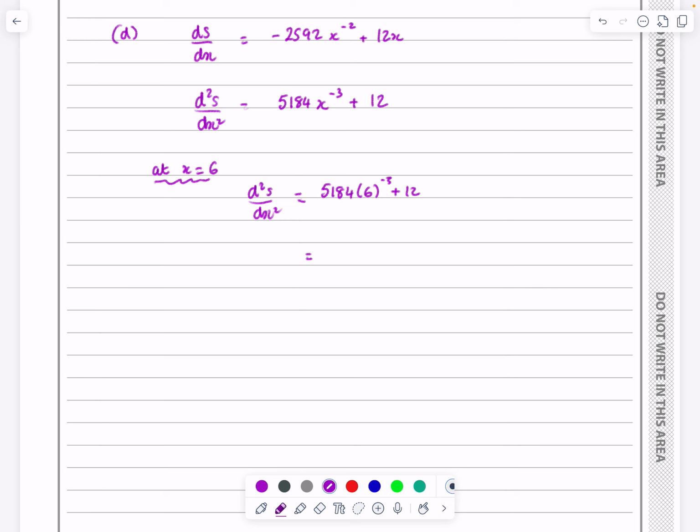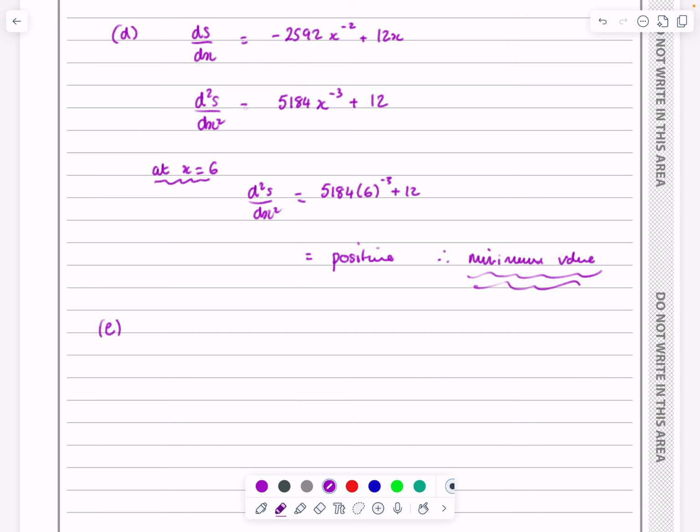And I don't even work out the value, I say which is positive. You can work out the value if you want to, I'm just not saying it. If it's positive, therefore minimum value. Okay, if it had been negative, then it would have been a maximum.